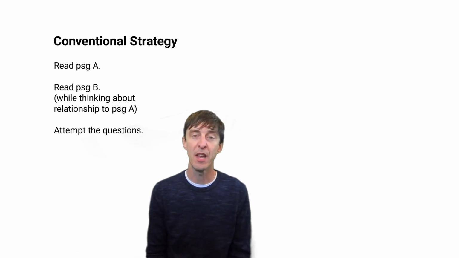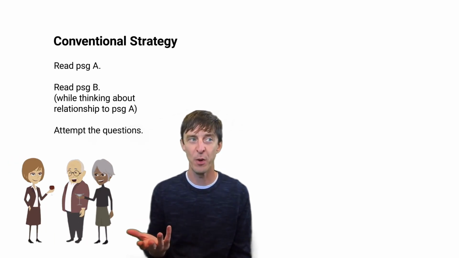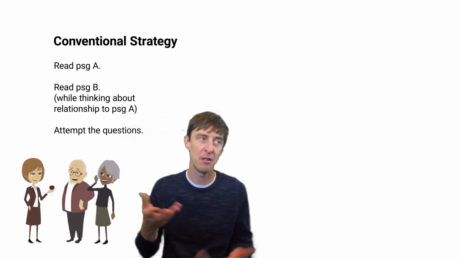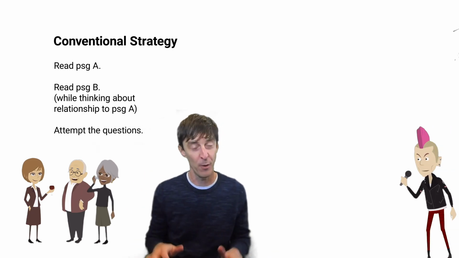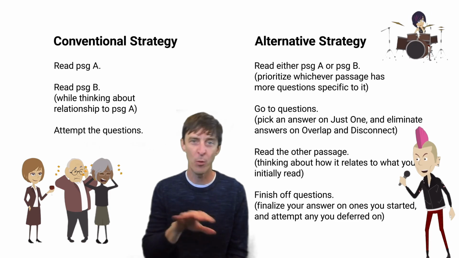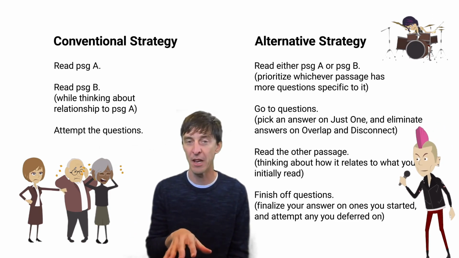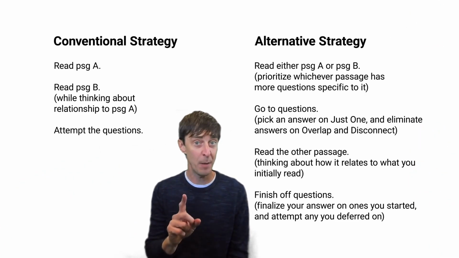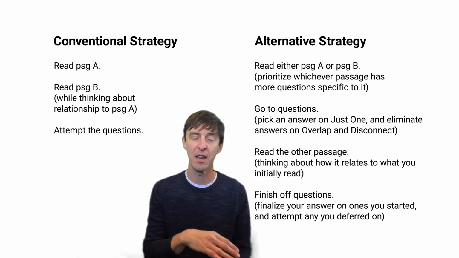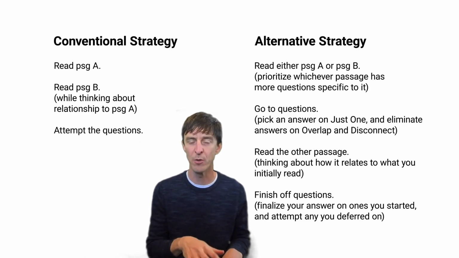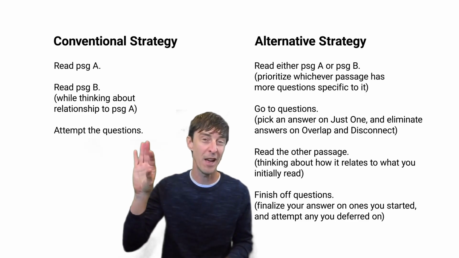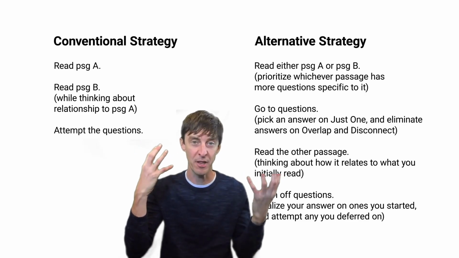There are 2 different ways to attack a comparative set. The conventional way: read both passages, think about how they relate to each other, and then go do the questions. The alternative way is that you pick which passage you're going to read first. Could be A or B. You just read that passage, then you head to the questions and try to make some eliminations and maybe some selections based on what you know so far, before that other passage has started to complicate your thinking.